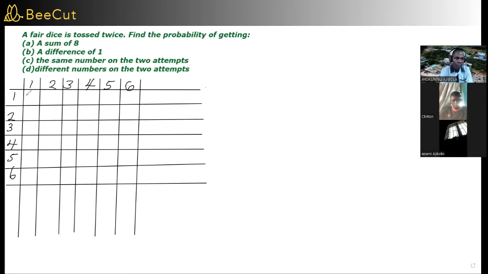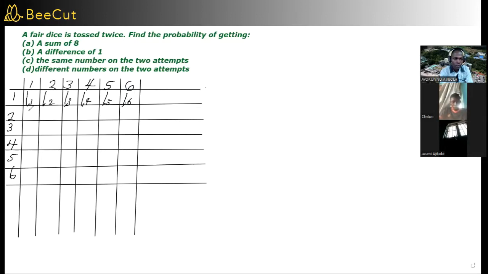So it's possible that the first attempt shows 1, and the second attempt shows 1. It's possible that the first attempt shows 1, the second shows 2. First is 1, second is 3. First is 1, second is 4. First is 1, the second is 5. And first is 1, the second shows 6. So I can put a comma to separate the attempts.